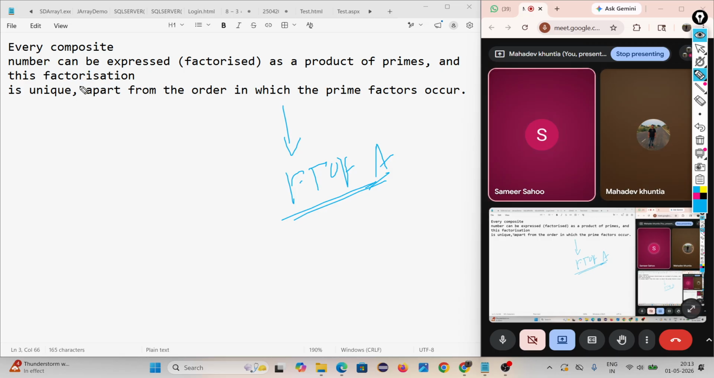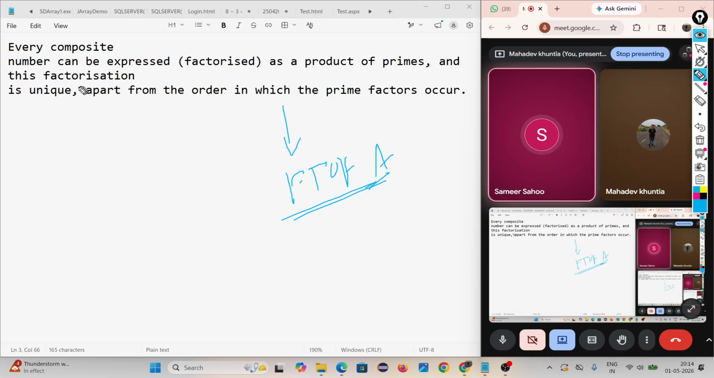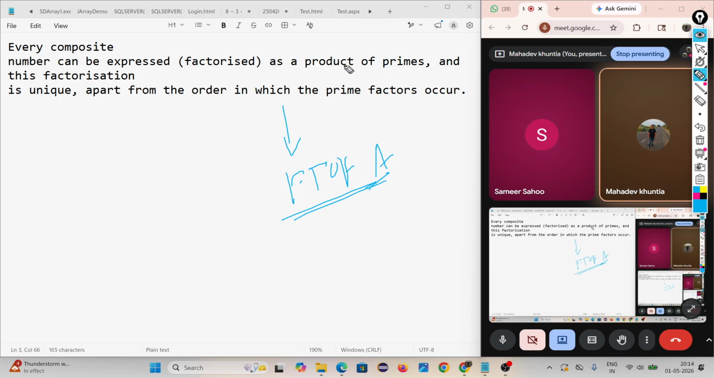Is my voice clear? Hello. Every composite number can be expressed as a product of primes, and this factorization is unique apart from the order in which the prime factors occur.